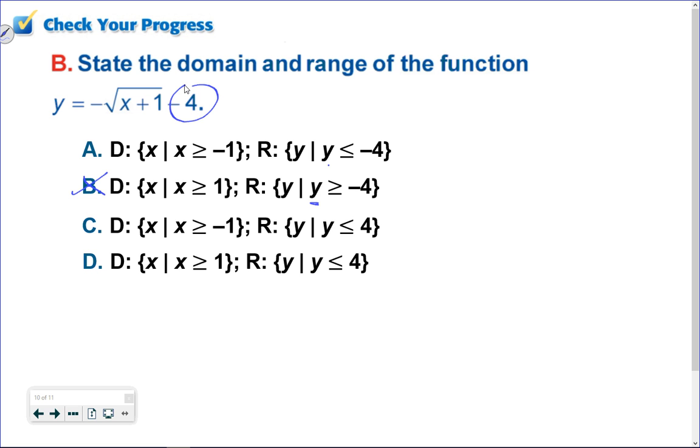Now just do your domain. What's your domain going to be? X is greater than -1. That is right. Now it can't be C because of the positive 4. It can't be D either because of the positive 4. That's pretty simple if you've got a good understanding of your translations.